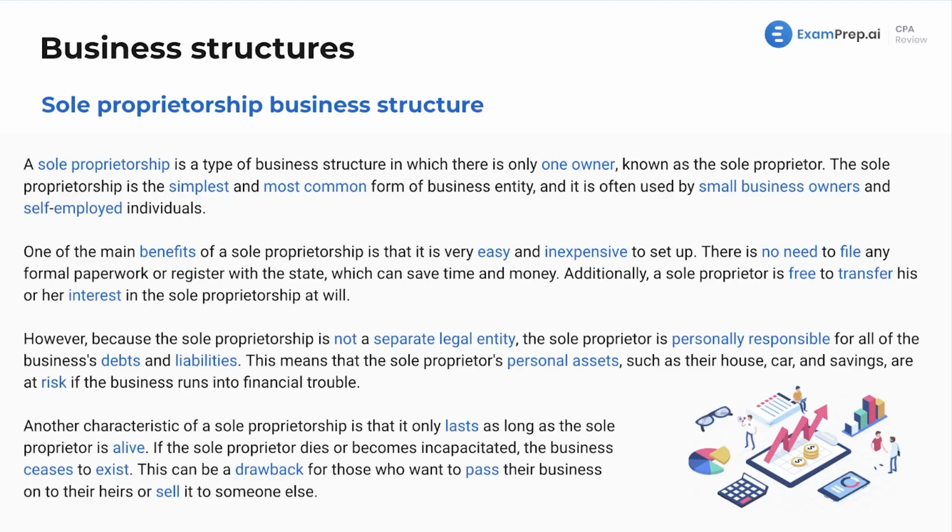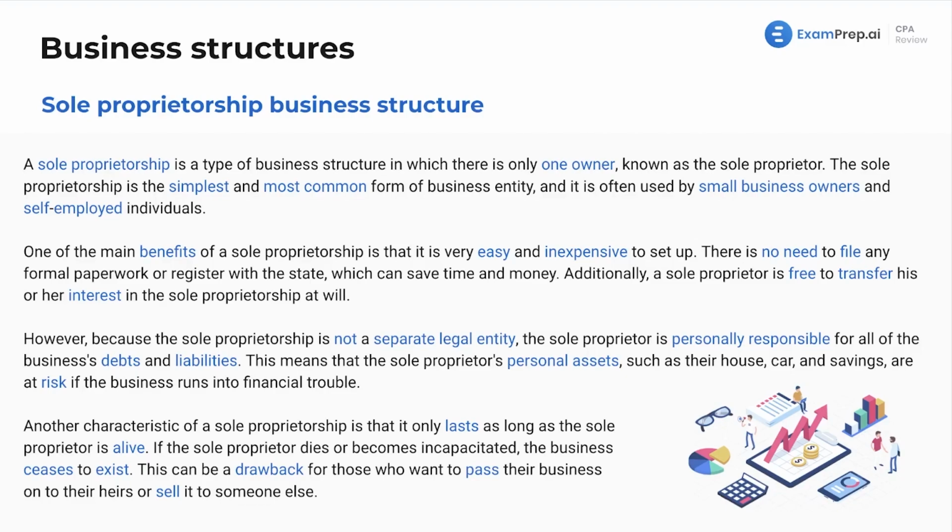All right, dealing with sole proprietorships. So this is something, again, think sole proprietorship, Schedule C, something that we'll see within the individual income tax lessons for sure. This is a type of business structure. There's only one owner, known as the sole proprietor. The sole proprietorship, it's the simplest and most common form of business entity.